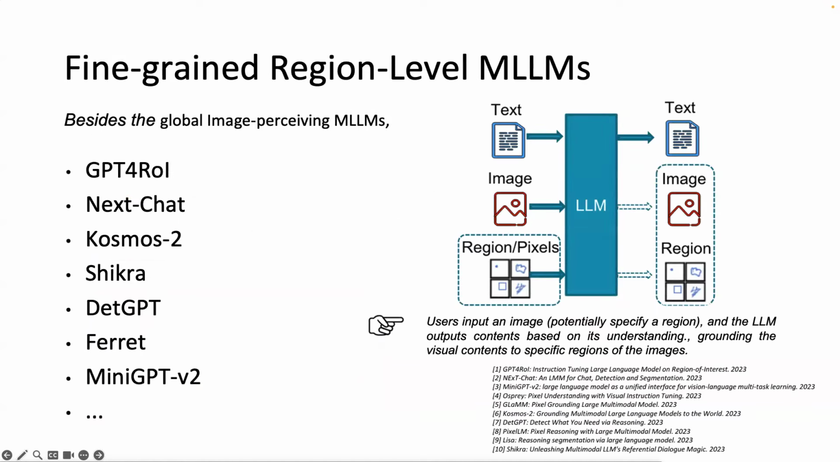There are a bunch of works for fine-grained region-level multimodal large language models, which are different from the global image perceiving multimodal large language models we previously mentioned. There are several works like GPT-4, we have Ferret, we have Cosmos 2, we have Shikra, and a bunch of works. In addition to the image and text as input, these also take the region or the pixel as input. And for the output, they can also generate the regions as well as the text simultaneously.